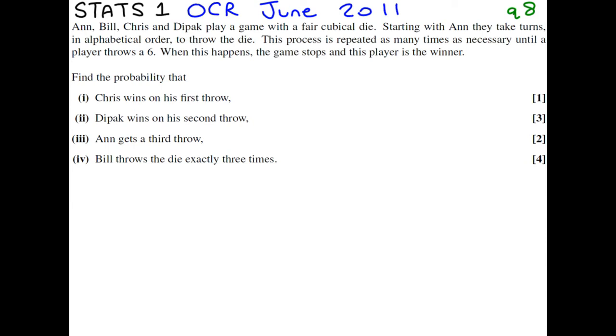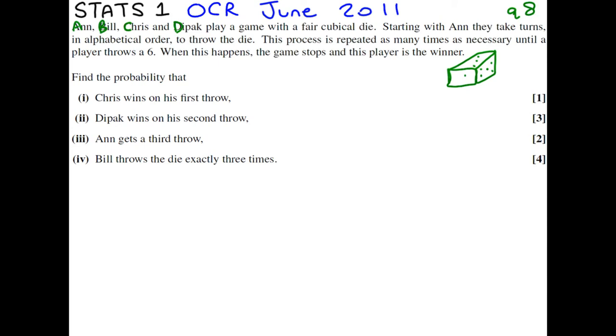We've got 4 guys playing a game: Anne, Bill, Chris and Deepak. They've got a cuboid dice, or cubical dice, which is just another way to say a normal dice. For some reason they've chosen to say that. So you've got a normal dice, and you've got the guys playing. They take it in turns, and look at that, their names begin with A, B, C, D.